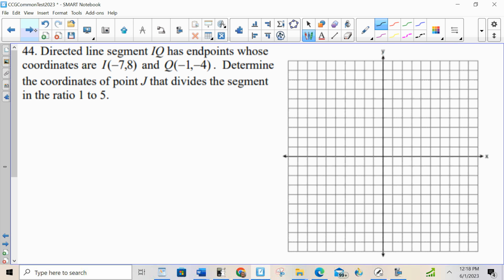Directed line segment, ratio, partitions. A lot of teachers do this a lot of different ways. I do it the way that I do it. I think the way I do it's best, or else I wouldn't do it the way that I do it. I is negative 7, 8. Q is negative 1, negative 4.